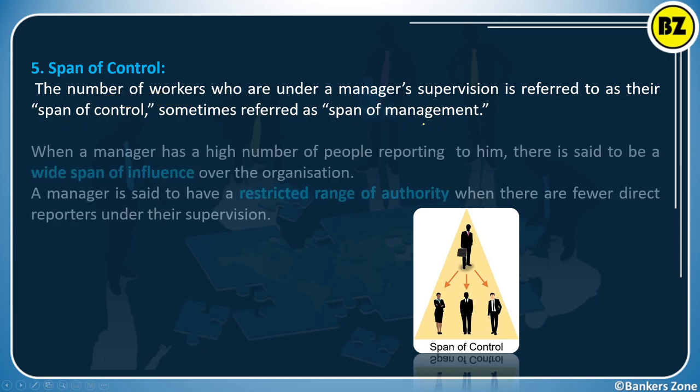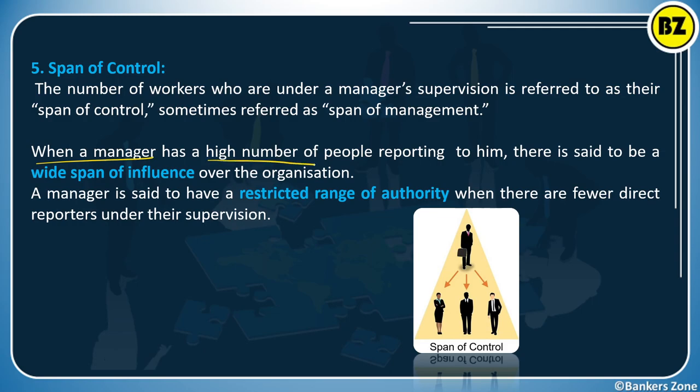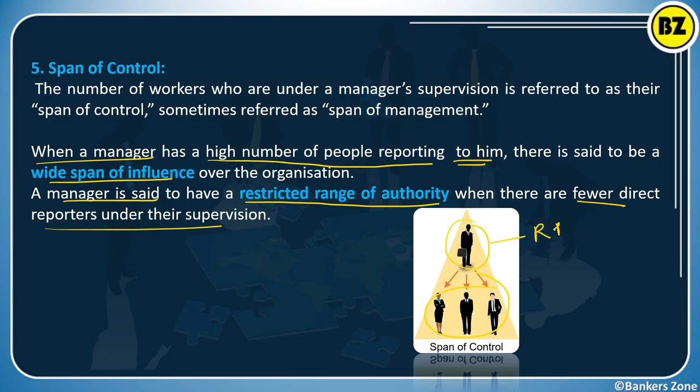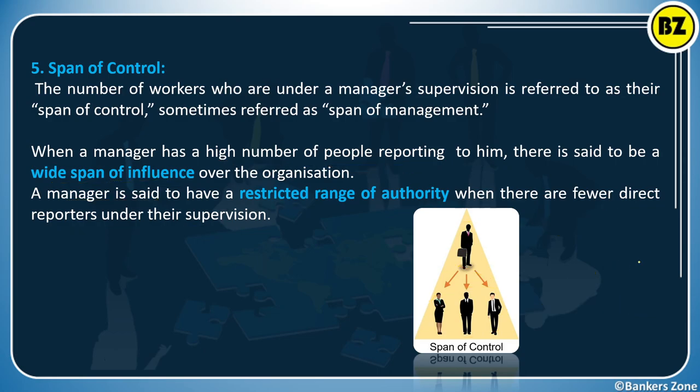Now, when a manager has a high number of people reporting to him, it is said to be a wide span of influence. And a manager is said to have a restricted range of authority when there are only a few reporting to him for the purpose of supervision. That means if only three people are there under this manager, we can say restricted range of authority. If more than three, or many people are there, it is called a wide range of influence. Very simple, the name itself is self-explanatory.